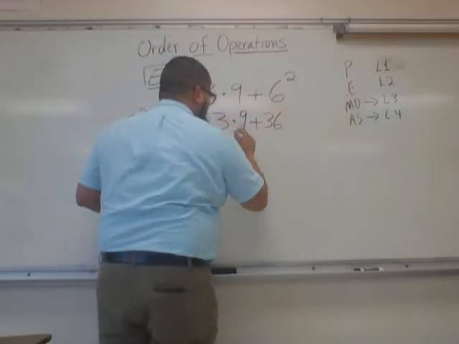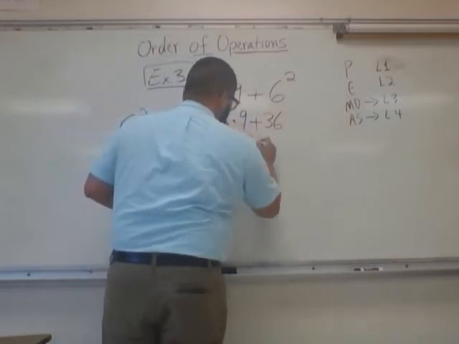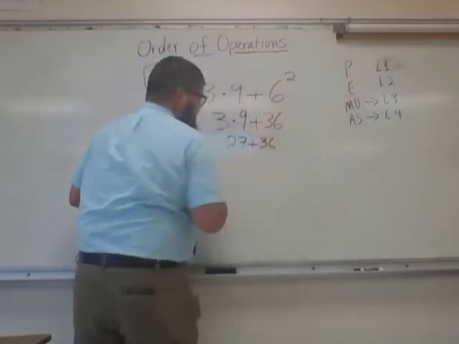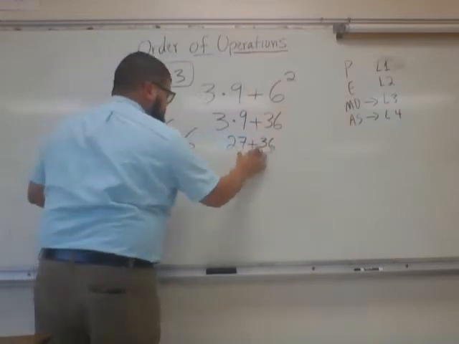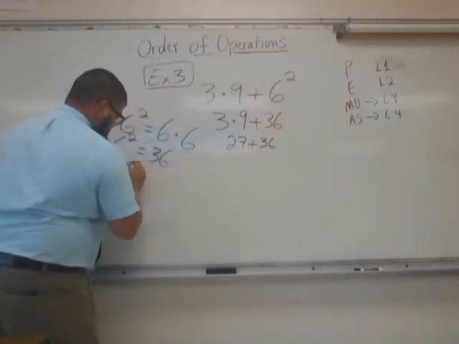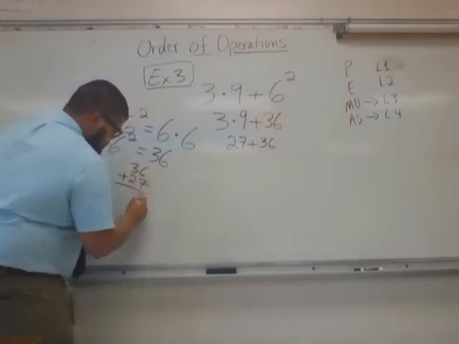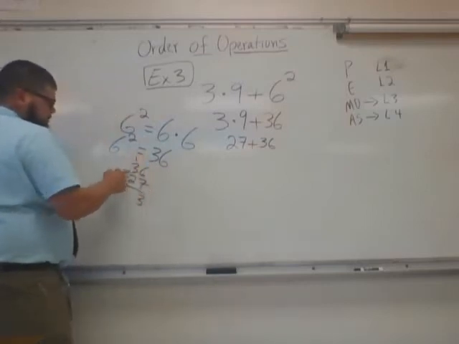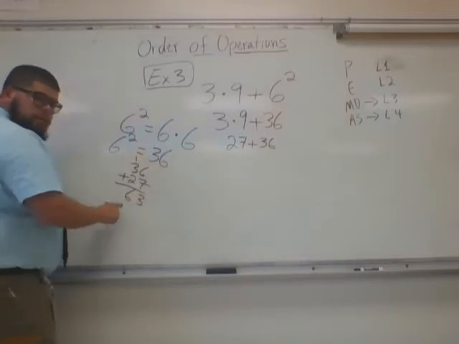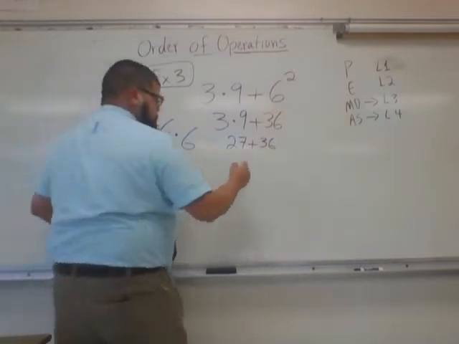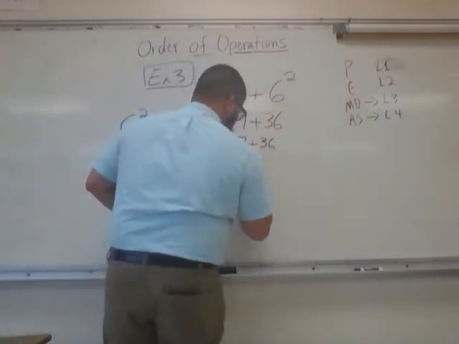So 3 times 9 is 27 plus 36, right? So we're going to do this to the side as well. 36 plus 27. 7 plus 6 is 13, carry my 1. 3 plus 2 is 5 plus 1, that's 6. So we end up with 63. So we write that right here, 63. Box it.